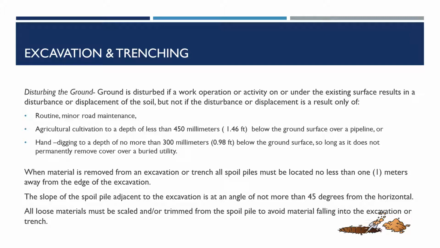When material is removed from an excavation or trench, all spoil piles must be located no less than 1 meter away from the edge of the excavation. The slope of the spoil pile adjacent to the excavation is at an angle of not more than 45 degrees from the horizontal. All loose materials must be scaled and/or trimmed from the spoil pile to avoid material falling into the excavation or trench.